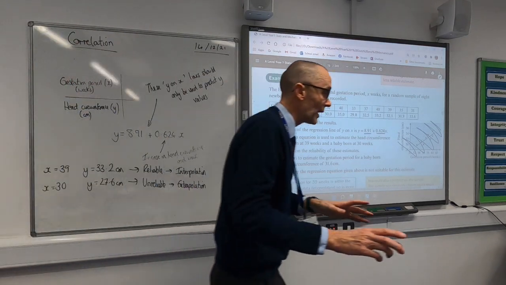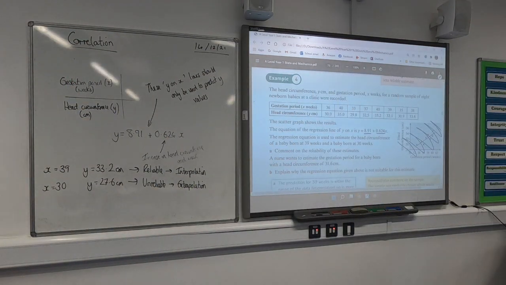Old spec, we used to have to calculate both regression lines, the y on x and the x on y, and we used to have to realise when we needed to use one or the other. It was a nightmare. So although it's a bit confusing now, it's not in the syllabus, it does make our life a whole lot easier.